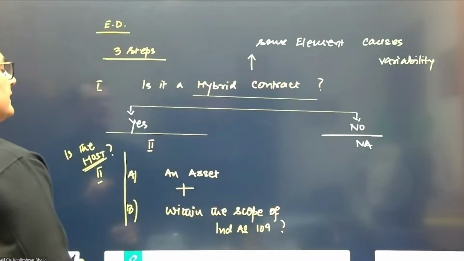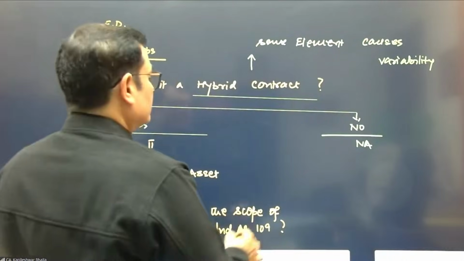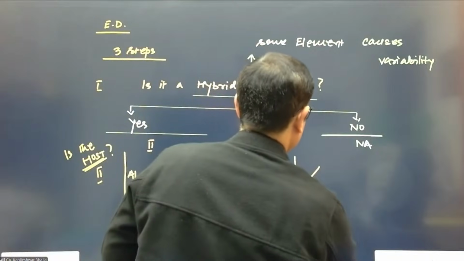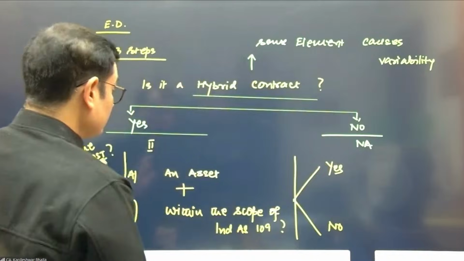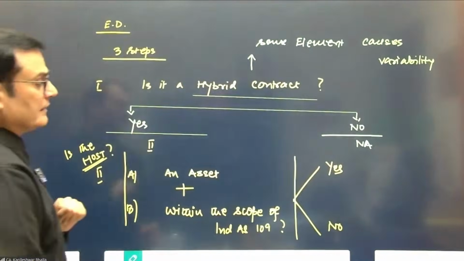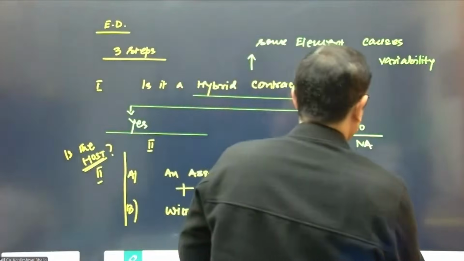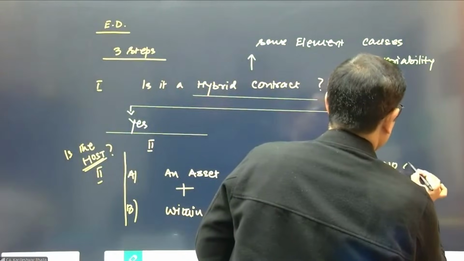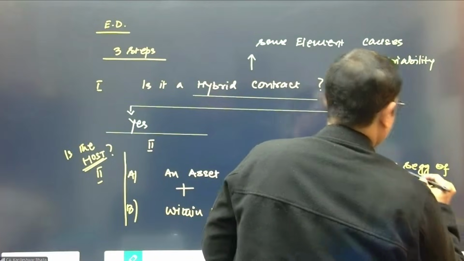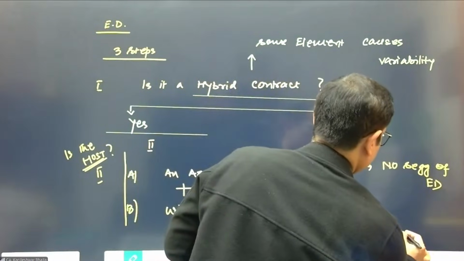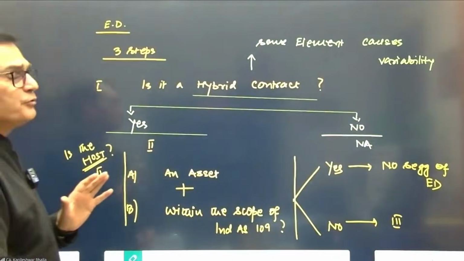So there are 2 questions: is it an asset, and is it within the scope of the standard? The answer in this case is either a yes or a no. If you say yes, it is an asset and it is within the scope of the standard, then in that case, no segregation of the embedded derivative. And if the answer is a no, you go to step number 3.